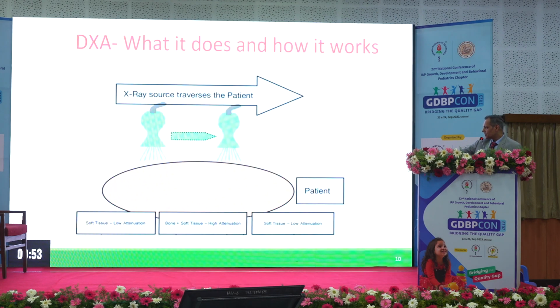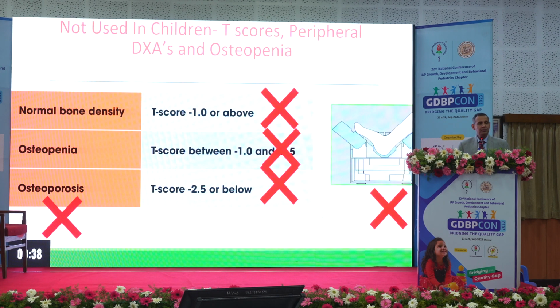So what happens is that the patient lies here and the source of X-ray moves from head towards the toe, and as it moves it gets images and measures areal bone density. And now I'll explain to you what areal bone density is. But before that, even if you take home this one message, I'll be happy: do not look at the T-scores given by DEXA scan. T-scores are meant for adults. So what you actually are looking at is a comparison of the patient's bone density to a 25-year-old young adult of the same gender.